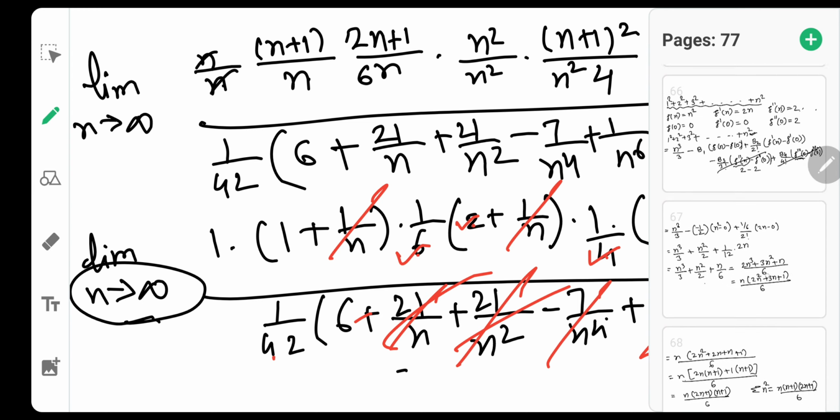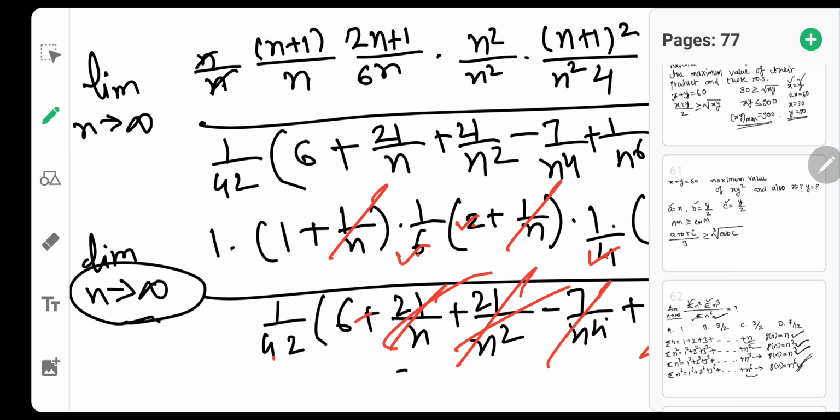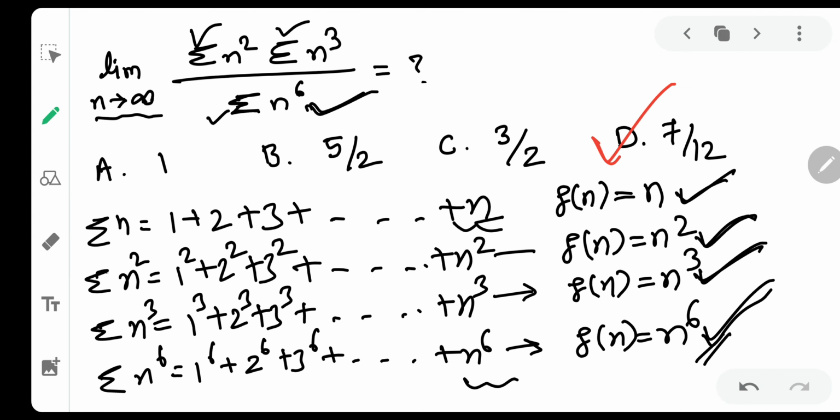So let us check the options on the first page itself. Let us go to the first page. This was the first page. So option number D, which is 7 by 12, is the correct answer to this question.